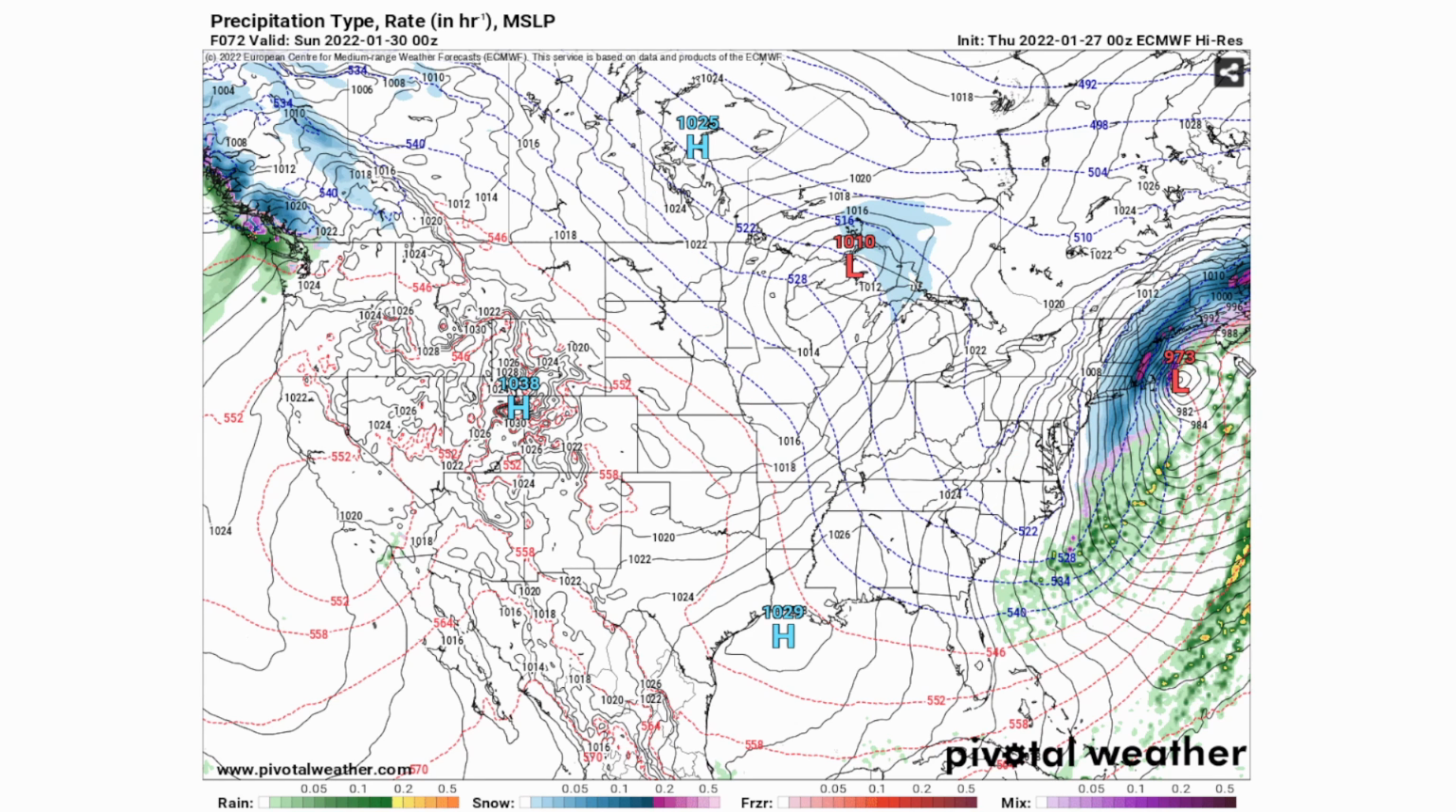As you can see, a lot of that rainfall is mostly up here, bringing a lot of snowfall to portions of Maine, Rhode Island, and Massachusetts. New Hampshire could see a little bit of snowfall.